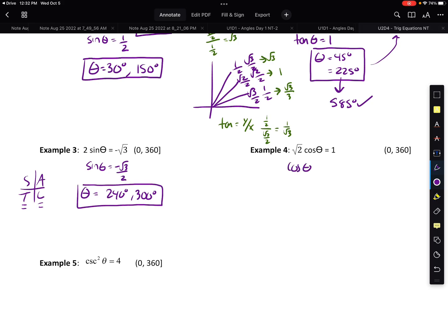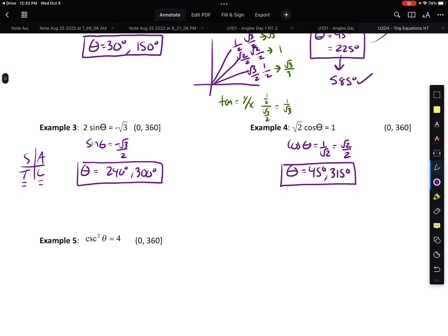All right, here we got cos theta equals 1 over rad 2, which is rad 2 over 2. Where's theta rad 2 over 2? We're talking about 45 degrees. And cos is also positive in the fourth quadrant, so 315 degrees.